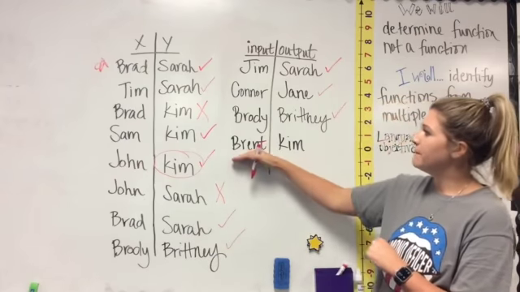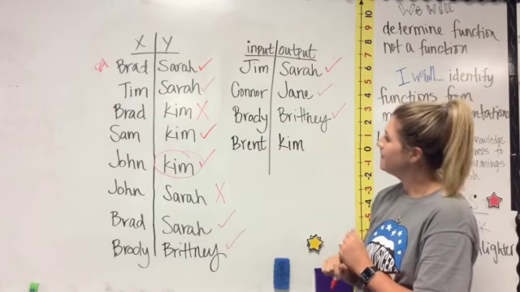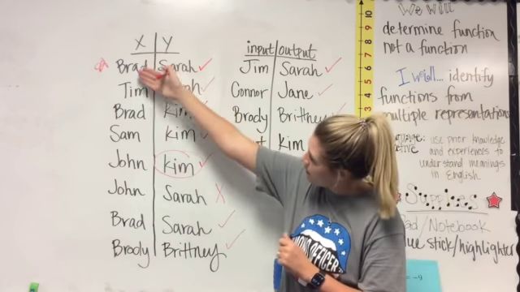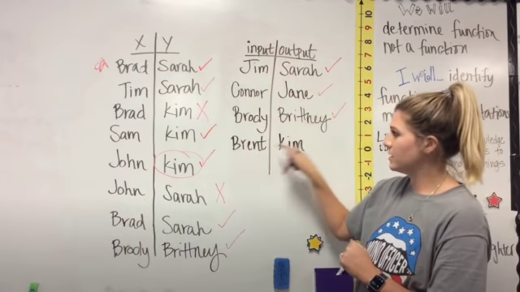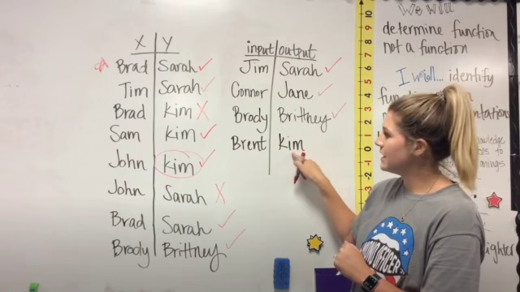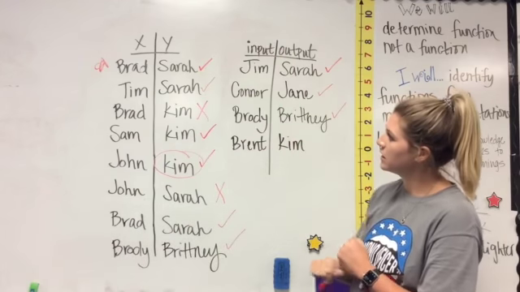So now what about this one? Brent and Kim. Okay, looking over here, I don't see Brent at all over there. Don't see Brent over here. So Brent can date Kim. Brent can only date Kim, but Kim can date whoever she wants. So let's take a look at Kim.